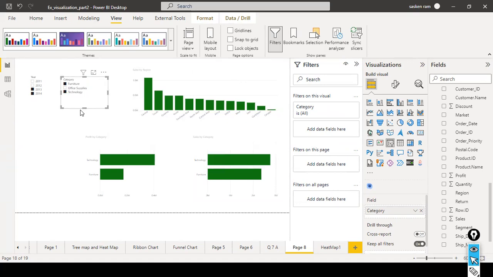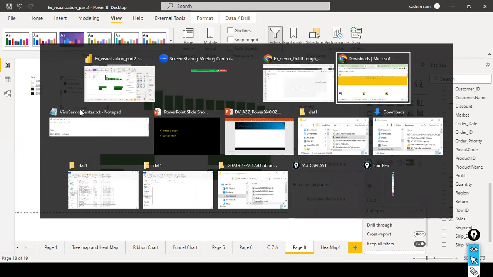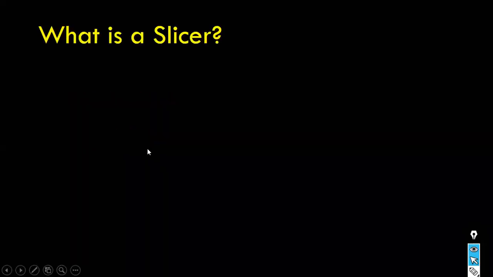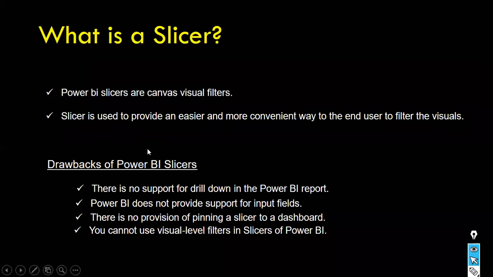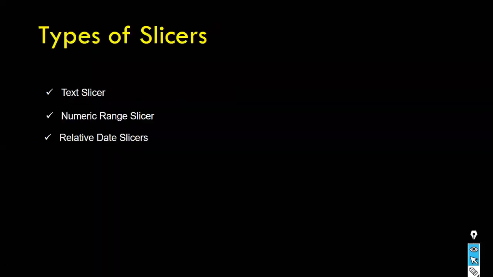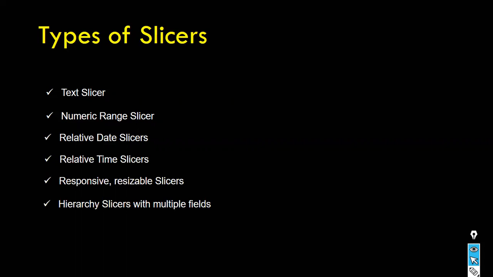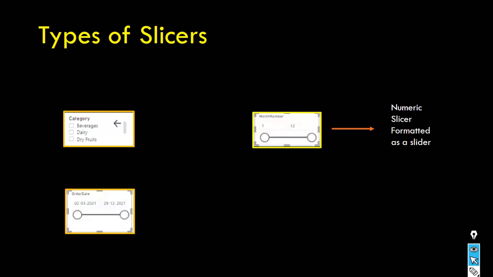Text slicer, one second. Let me go to my PowerPoint and see the types of slicers. There is the text slicer, numeric range slicer, relative date slicer, and relative time slicer, and then the responsive, resizable slicer and hierarchy slicers with multiple fields. Look at this: if you have a month column with numeric values in it, this is a numeric slicer.